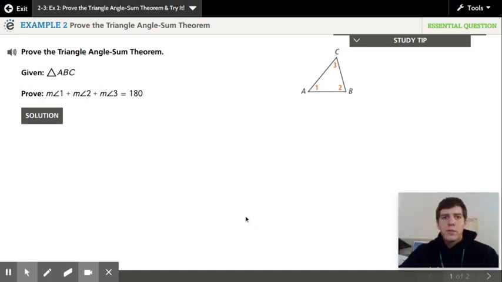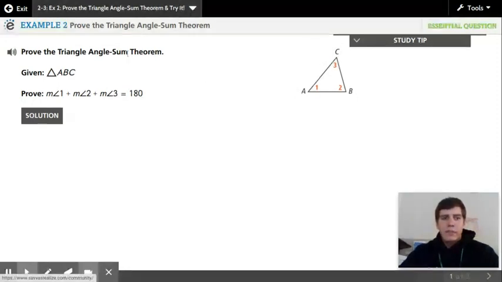Okay, example 2 here wants us to prove the triangle angle sum theorem. The triangle angle sum theorem says the three angles of a triangle add up to 180. So given any triangle ABC, the measures of the three angles of that triangle are going to add up to 180 degrees.